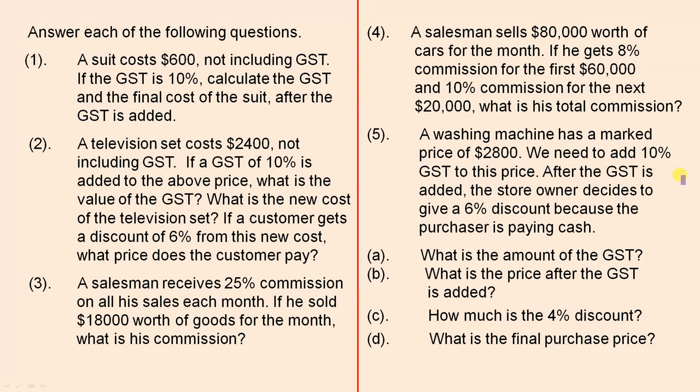A washing machine has a marked price of $2,800. We need to add 10% GST to this price. After the GST is added, the store owner decides to give a 6% discount because the purchaser is paying cash. We have to answer 4 questions. A. What is the amount of the GST? B. What is the price after the GST is added? C. How much is the 4% discount? And D. What is the final purchase price?